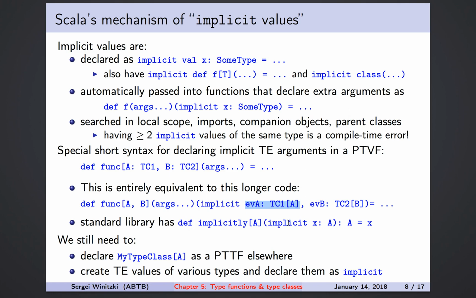The definition of implicitly is very simple, and you could have defined it yourself. It's just defined for convenience for you in the standard library. We'll see how that works in one of the worked examples later. So these things make the code shorter. We still need to declare the trait or the type constructor as a partial type to type function. And we still need to create type evidence values and declare them as implicit. But passing them around is very simple, and calling the function is much shorter because of the implicit mechanism.